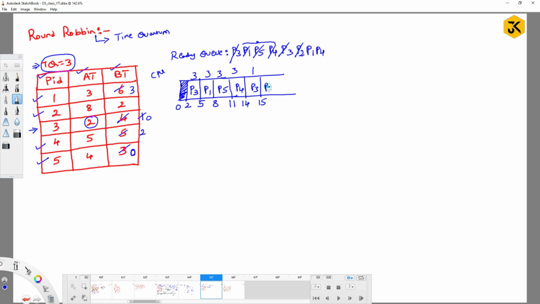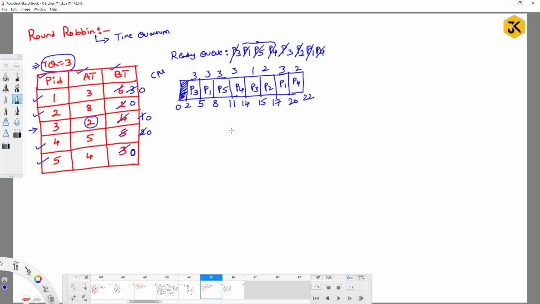Next, P2 executed for 2 units of time and completed by 17. Next, P1 got the chance, will execute for 3 units and it will be done by 20. Next, P4 got the chance. I think here it will be 2 units of time, so it is 22. This way, your round robin algorithm is going to work.